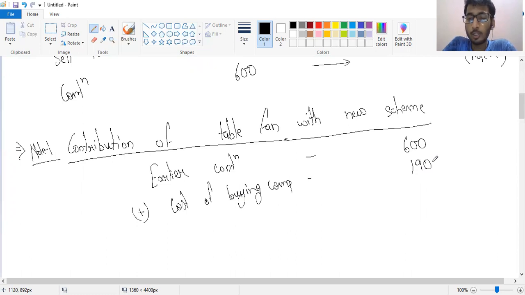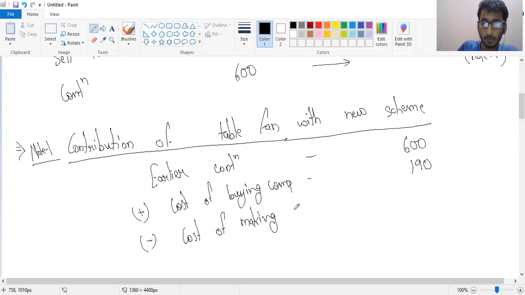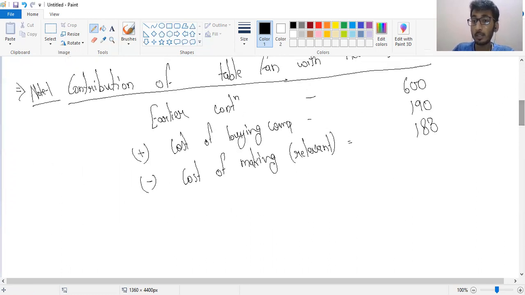Okay, and how the contribution is calculated, you guys know. Contribution is calculated after reducing all the variable costs, and 190 is also a variable cost. So we are adding back the 190 rupees because we are making the product now, not buying it, so we are not considering the cost of buying the material, we are making. So now the cost of making, I would say relevant cost, would be 183 rupees. 183 rupees would be the relevant cost of making the component.